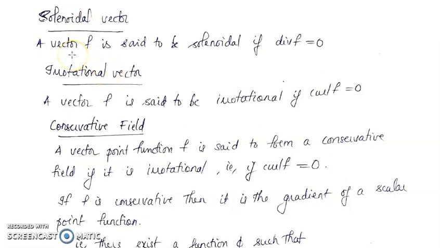A vector f is said to be solenoidal if its divergence is equal to 0. So, f is said to be solenoidal if divergence of f is equal to 0. Next is an irrotational vector. A vector f is said to be irrotational if its curl is equal to 0. So, if curl f is equal to 0, a vector is called irrotational.